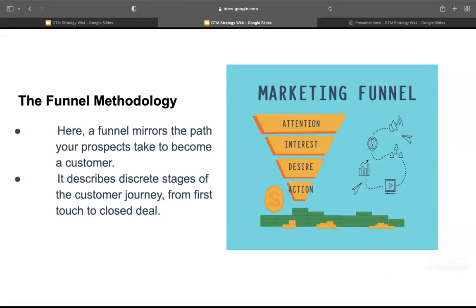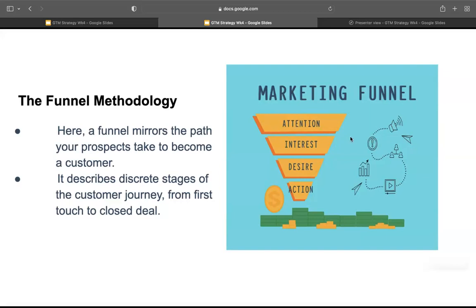Now, this funnel, the first thing you're doing is you're catching their attention. If you can see this place here, it's like a speaker, right? That's the broadcasting, your marketing, your promotion, your awareness. That's where it comes in. You're trying to catch their attention.